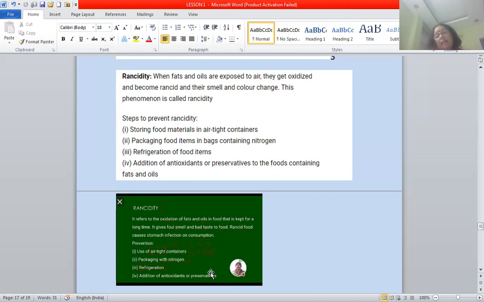So I hope you have understood about rancidity and corrosion. Both are oxidation reactions.